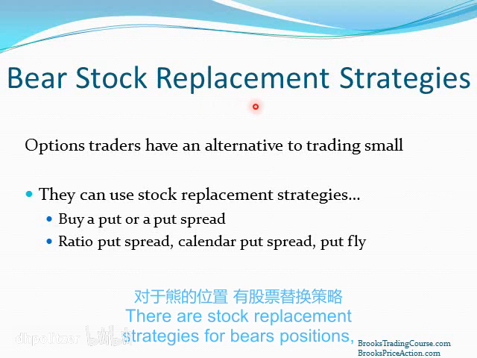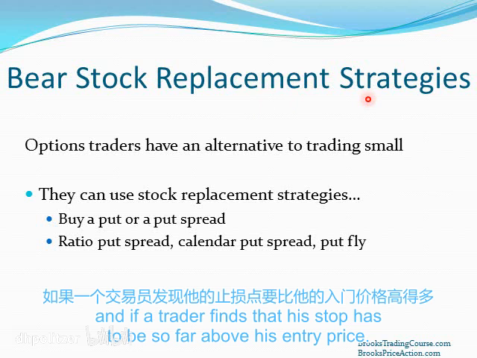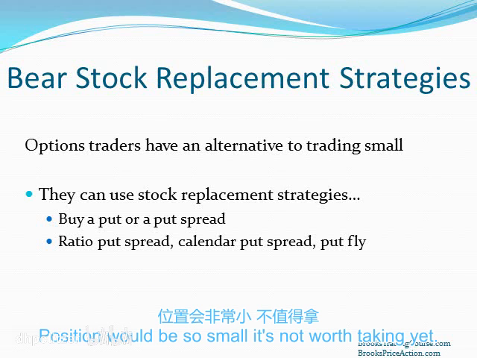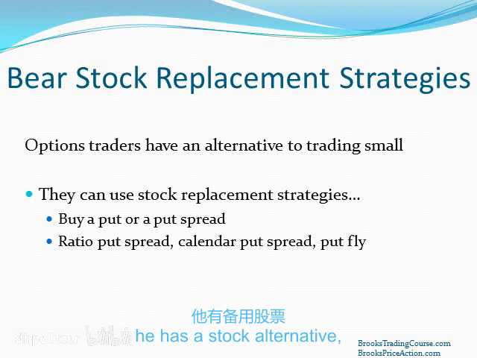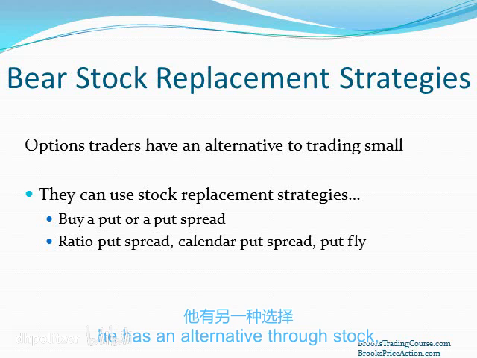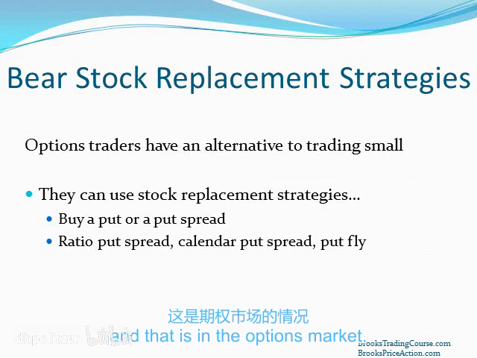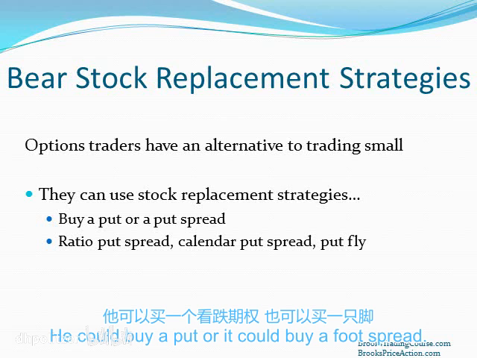There are stock replacement strategies for bearish positions. If a trader finds that his stop has to be so far above his entry price that the position would be so small it's not worth taking, yet he feels the trend is strong and he wants to participate, he has an alternative to his stock, and that is in the options market. He could buy a put, or he could buy a put spread.